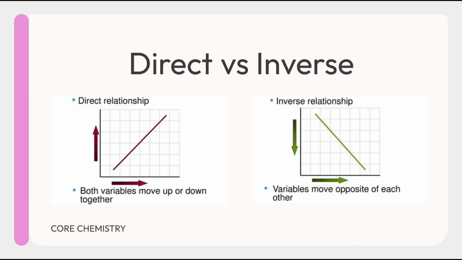When comparing these variables, either a direct or inverse relationship will be observed. A direct relationship means two variables are increasing or decreasing simultaneously, while an inverse relationship would show the variables changing opposite of each other.